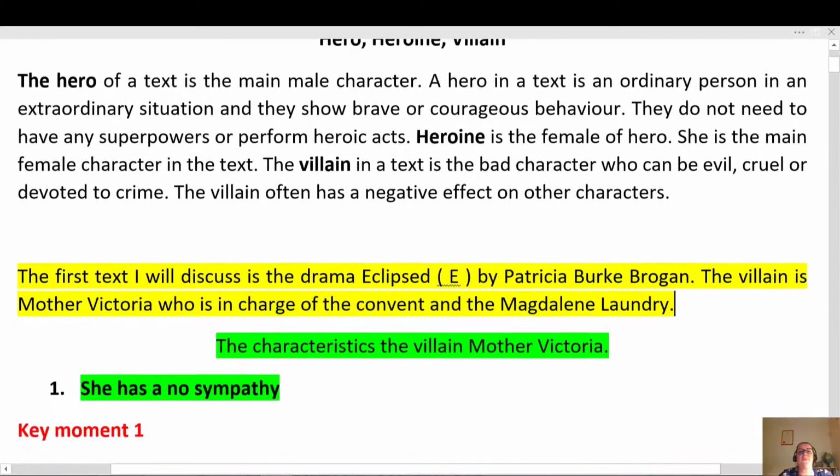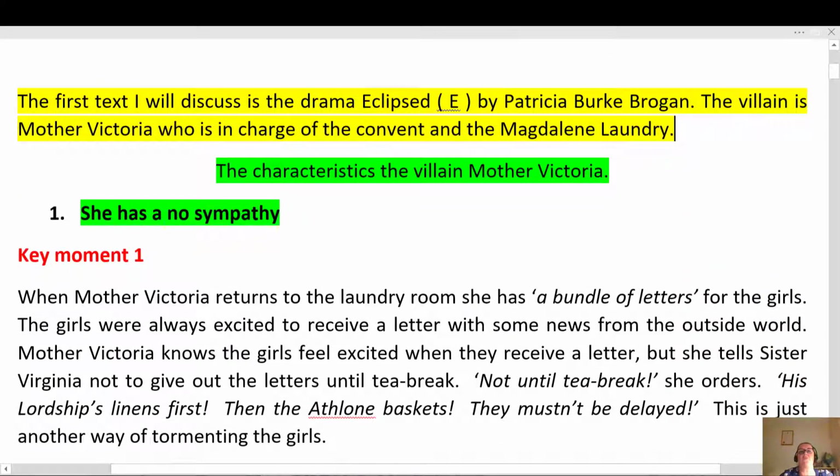Okay, so the first text I will discuss is the drama Eclipsed by Patricia Burke-Brogan. The villain is Mother Victoria, who is in charge of the convent and the Magdalene laundry. So let's look at some of the characteristics of Mother Victoria and some key moments and quotes to back it up. So the first characteristic of Mother Victoria, the villain, is she has no sympathy.